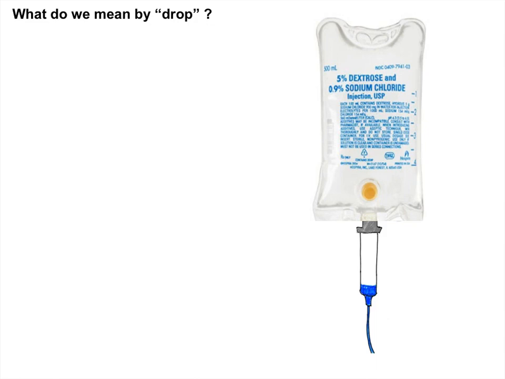So what do we mean by drop? A drop is just a measure of volume. So it is a measure of volume, just like milliliter or liter or ounces or cups. It's a measure of volume. And we use the symbol, the unit, GTT, to represent drops. So I could, if I wanted to, take an IV bag and ask myself how many drops are in this bag, and here we see this 500 mL bag of dextrose with saline.